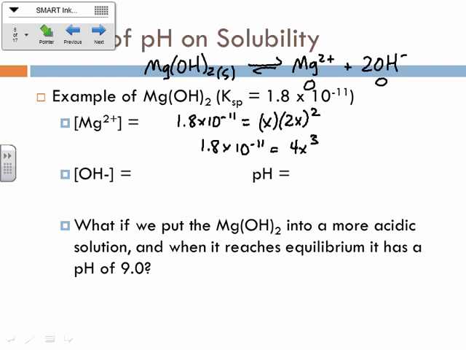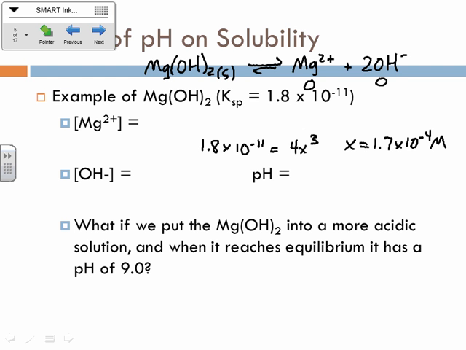I'm getting how many sig figs? 1.7 times 10 to the negative fourth. Okay? So that is your concentration of the Mg2+, right? Does that make sense?